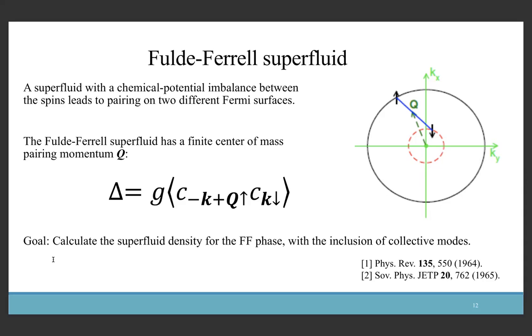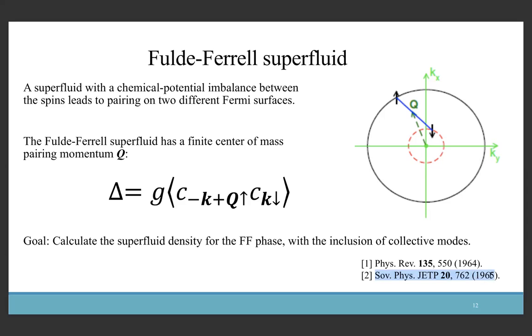So the goal of my research into the Fulde-Ferrell system was to calculate the superfluid density for the Fulde-Ferrell phase, that is, calculate the Meissner response, and to investigate whether or not these collective modes may contribute to it. And it's surprising that despite the almost 50-year history of the Fulde-Ferrell system, no one has actually calculated the superfluid density exactly. Even in Fulde-Ferrell's paper, they did not consider the collective mode contribution.